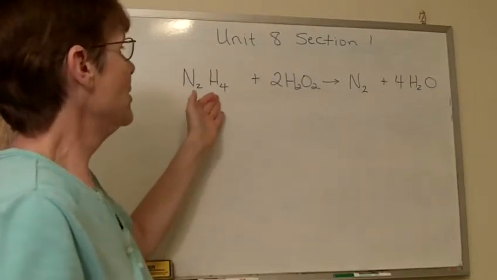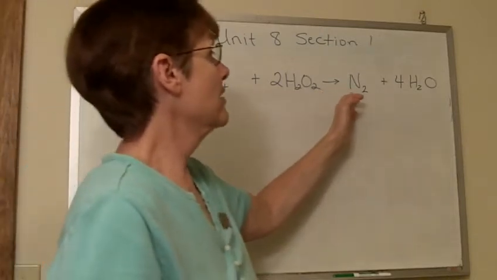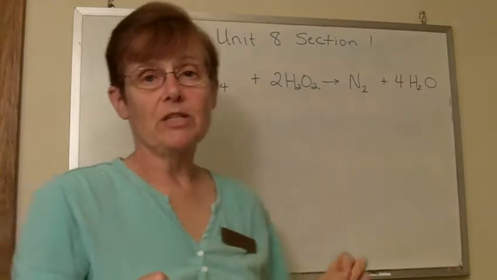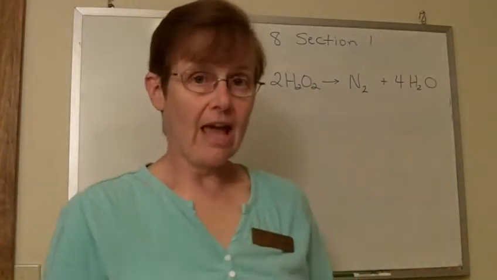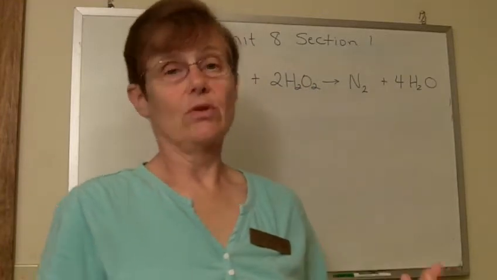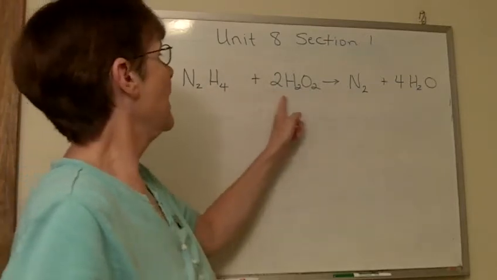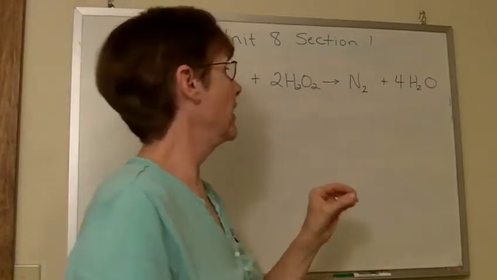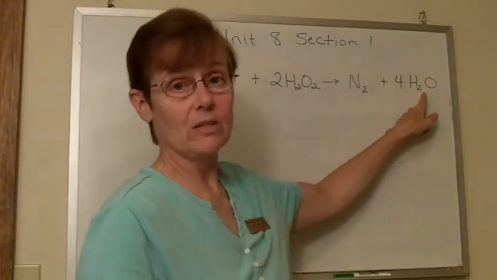So we've got N2H4 plus 2H2O2 yields N2 plus 4H2O. So what you can tell from this balanced chemical equation is that in the process of doing the reaction, there's a certain ratio of individual particles that goes on. It takes one of these particles and two of these particles to react together, and when they do that, they produce one of these particles and four of these particles.